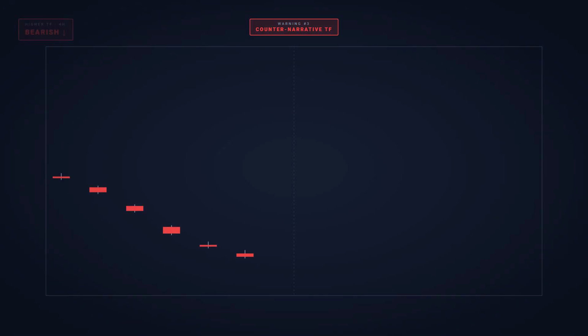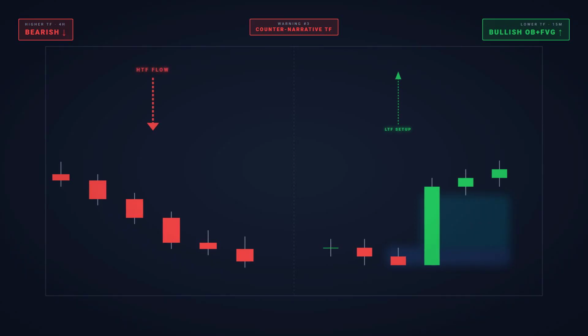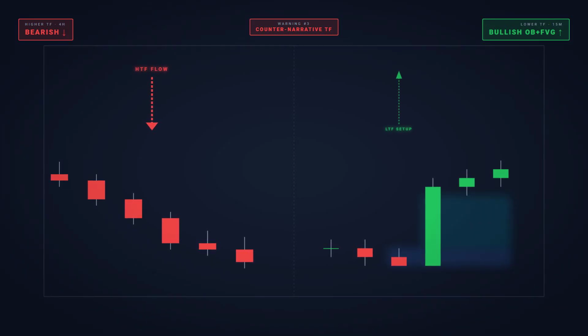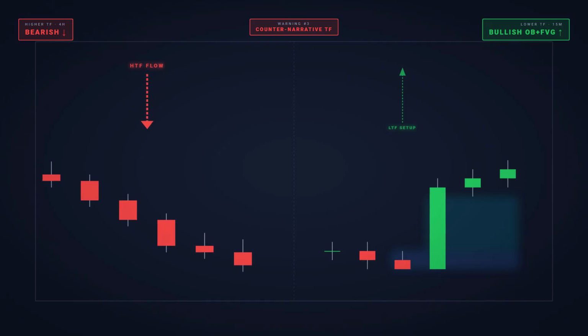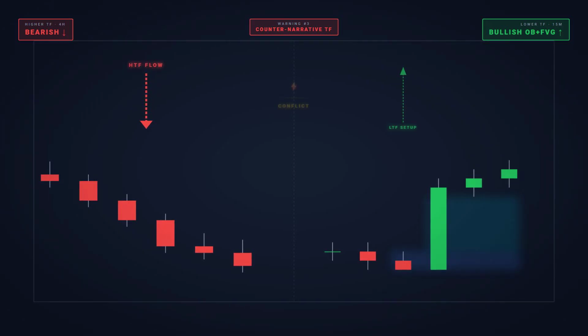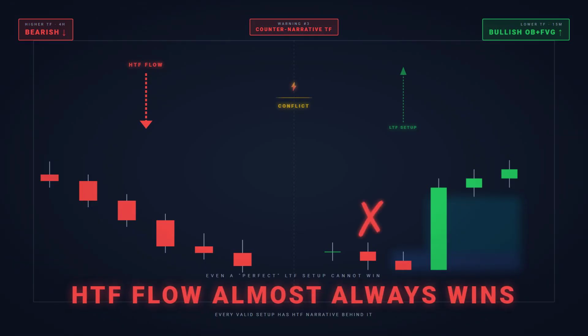The third warning sign is a zone that forms on a lower time frame in direct opposition to the higher time frame narrative. A bullish order block and FVG on the 15-minute in a market where the 4-hour structure is clearly bearish has very limited probability of producing a meaningful reaction. The lower time frame institutional interest that created the zone is working against the higher time frame institutional flow, and higher time frame flow almost always wins.